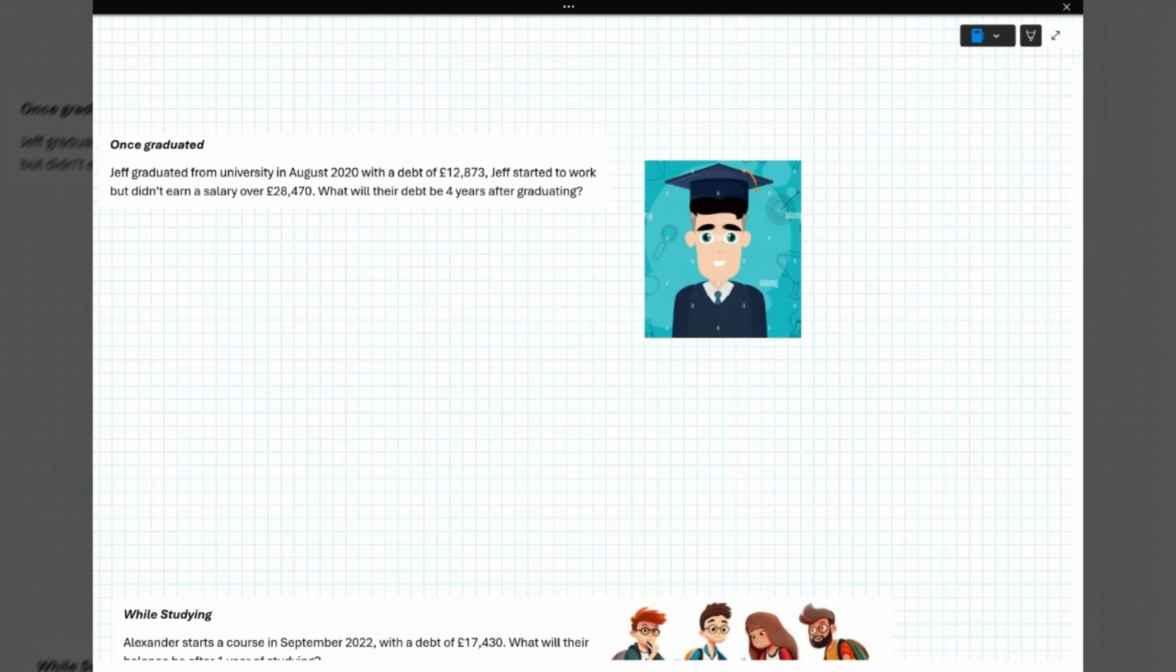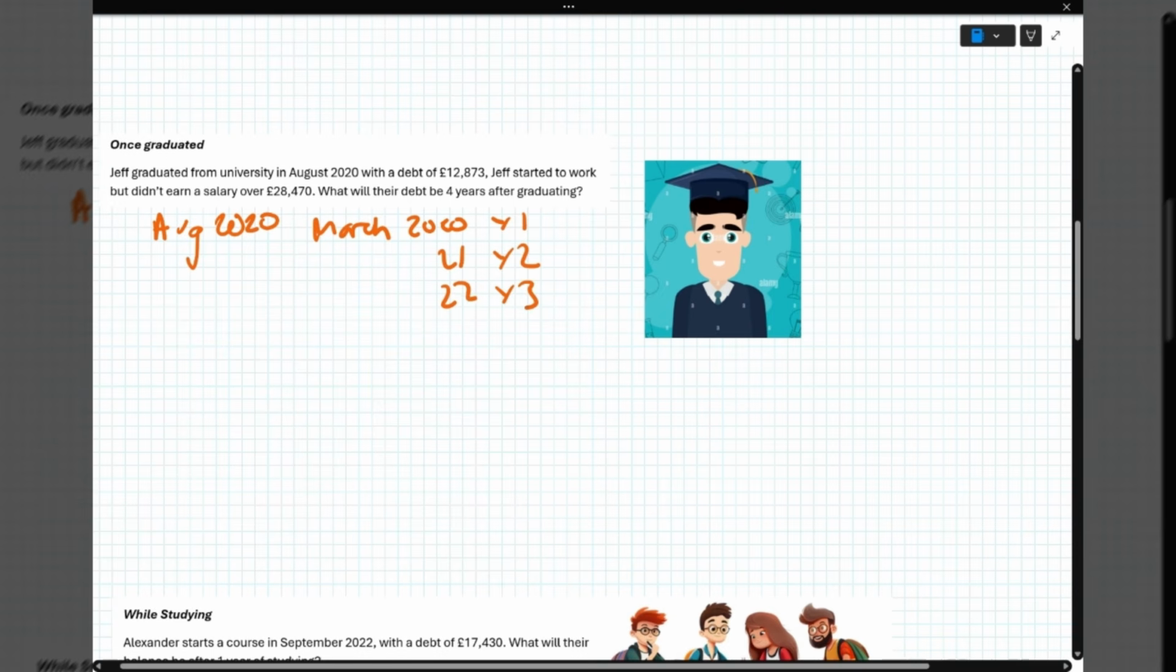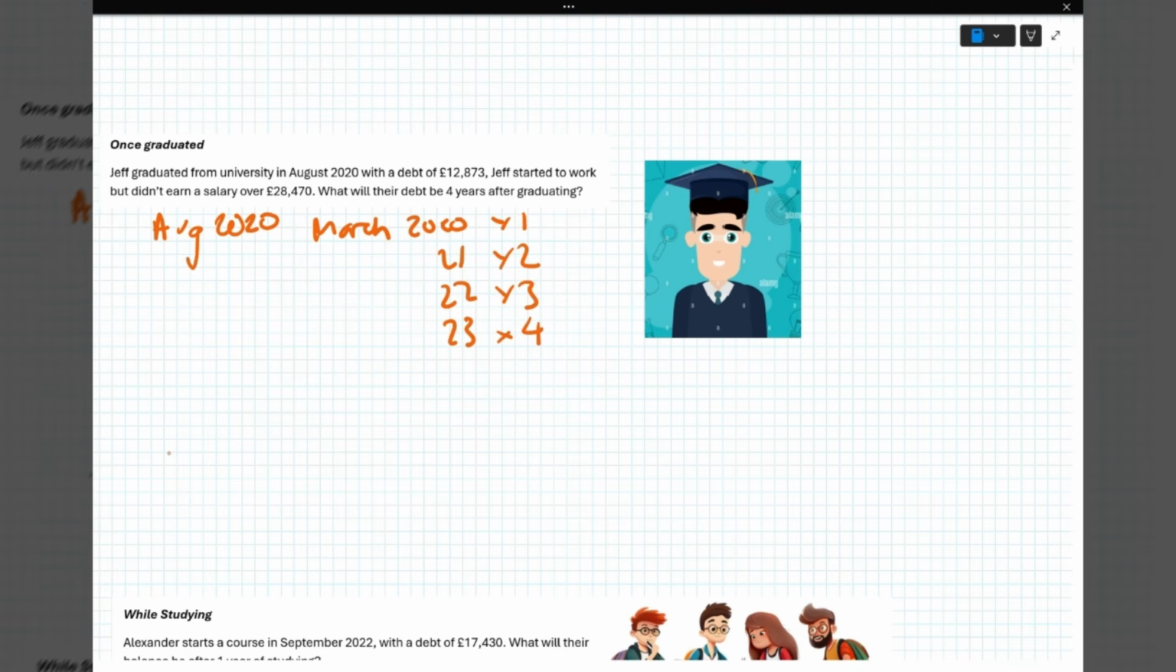Okay, so August 2020 means that they are going to be using March 2020 for year one, 2021 for year two, 2022 for year three, and then 2023 for year four. And this is where we've got to be good with our compounding of percentages, because the 12,873 is going to be multiplied by the year one, the year two, and the year three.